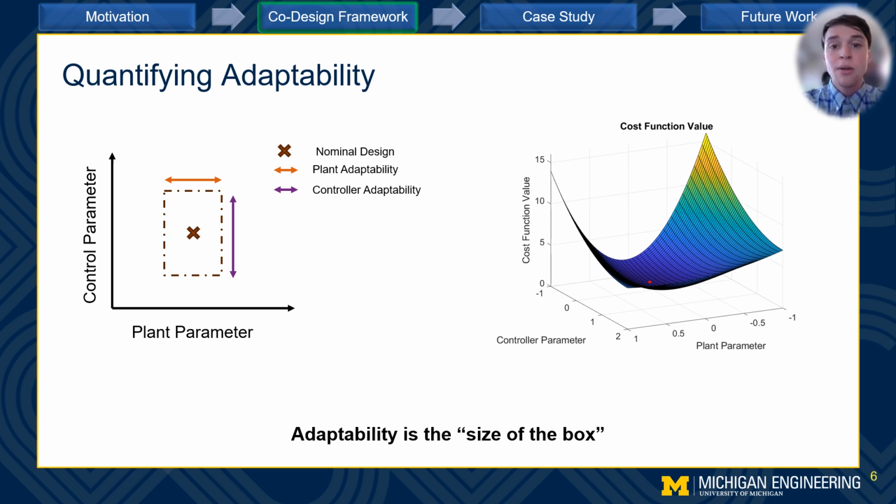At any point in time, the plant and controller parameters can be adjusted to any point within this box. Crucially, if the center point of this box is mismatched from the optimal system design, optimal performance can still be achieved if the optimum lies within this box. That being said, the size of this box is often constrained by the design of the system itself, and expanding the side lengths of this box comes at an economic cost.